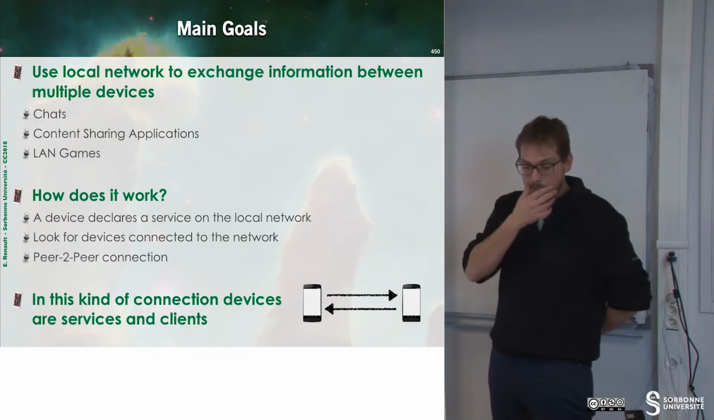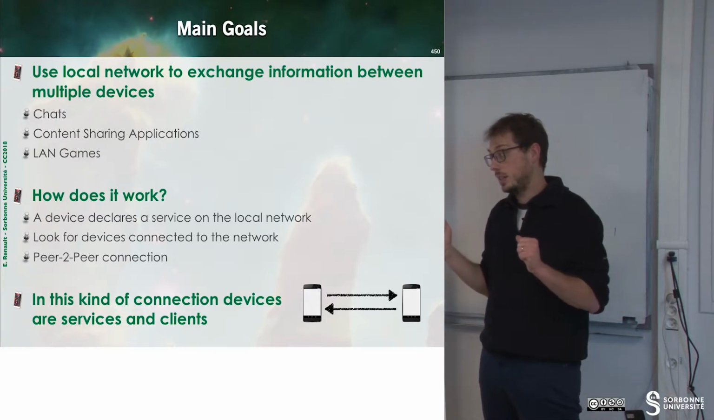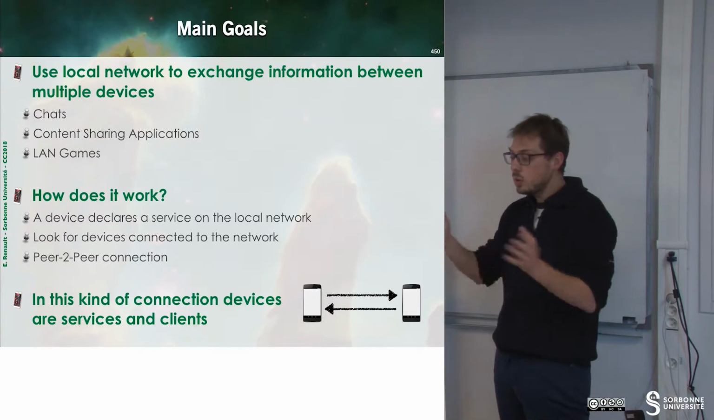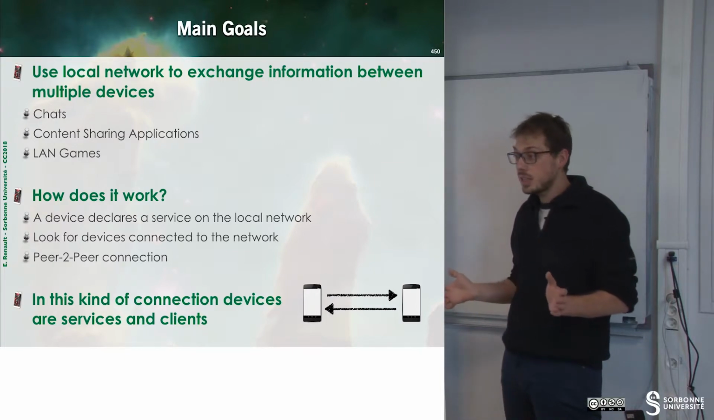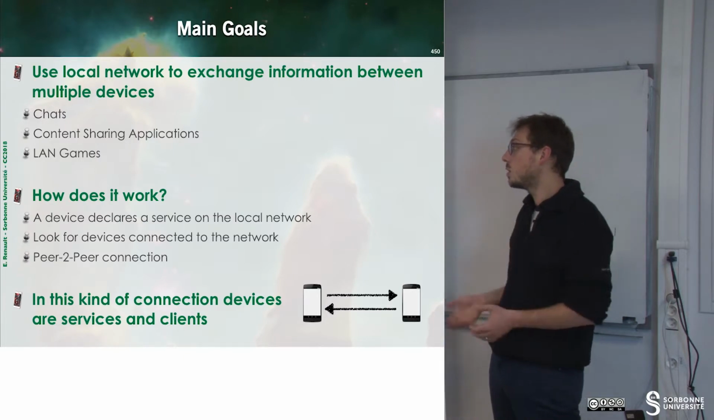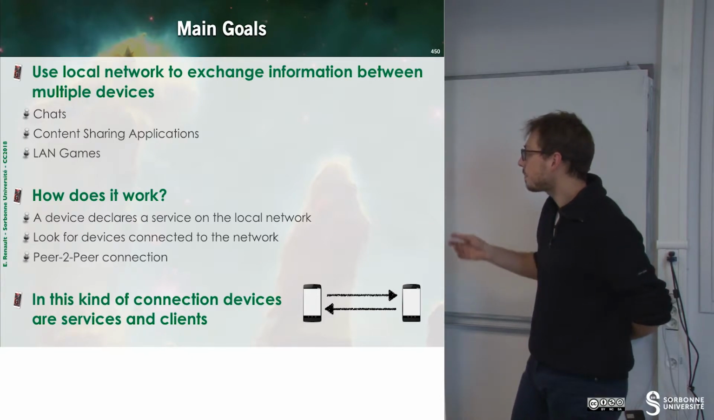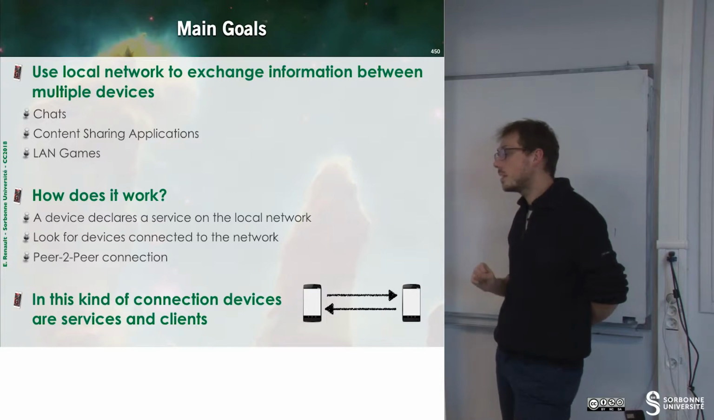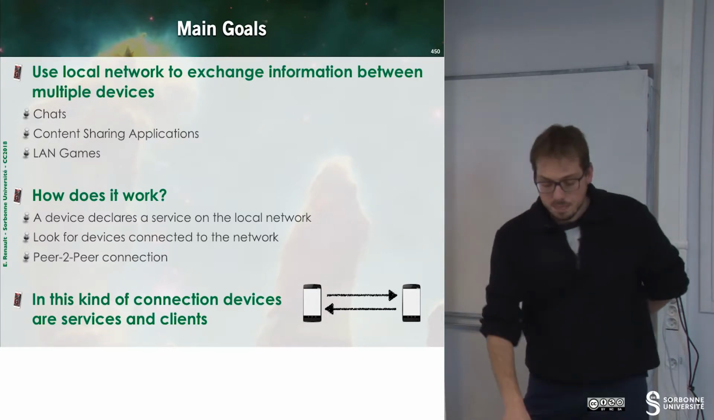And so the idea is to declare a service on a local network, and then we can have a look to this network to find if there is a service that has been declared. If yes, I can connect to this service and exchange information. Otherwise, I can do something else. So, in this kind of connection, devices are clients and services.